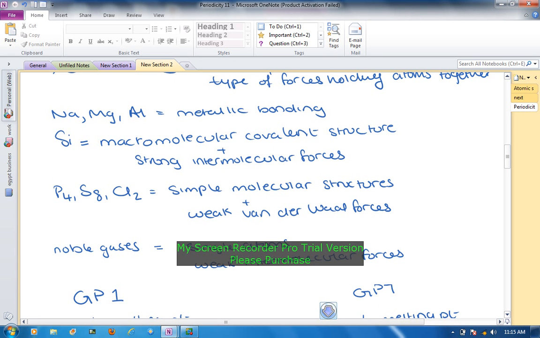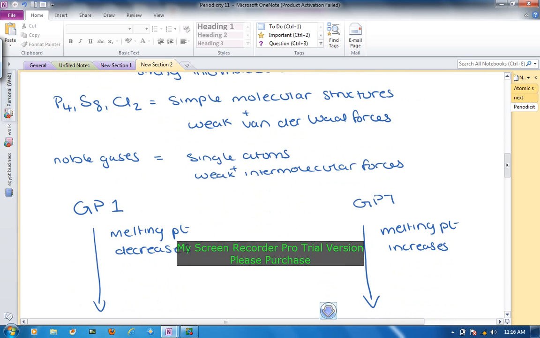Then moving on to phosphorus, sulfur, and chlorine, they all have simple molecular structures with weak van der Waals forces, and so have relatively low melting points. If you don't know what van der Waals forces mean, just stay tuned for my upcoming videos talking about bonding. It'll explain what these type of bonds are. Okay. Finally, the noble gases exist as single atoms with very weak intermolecular forces and have very low melting points.